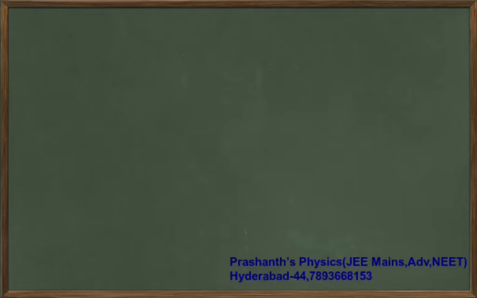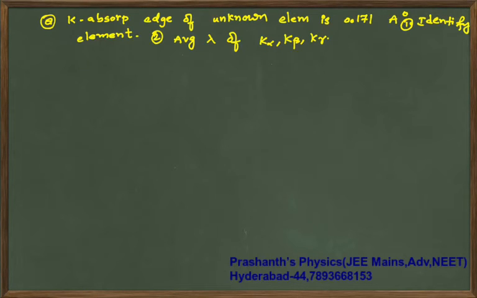The first question is like this. Let us say the K absorption edge of an unknown element is given as 0.171 Angstrom. Identify the element and the average wavelengths of K alpha, K beta, K gamma. This is the question given. Now how will you solve this? I will tell you. Absorption edge means from n equal to infinity to n equal to 1.